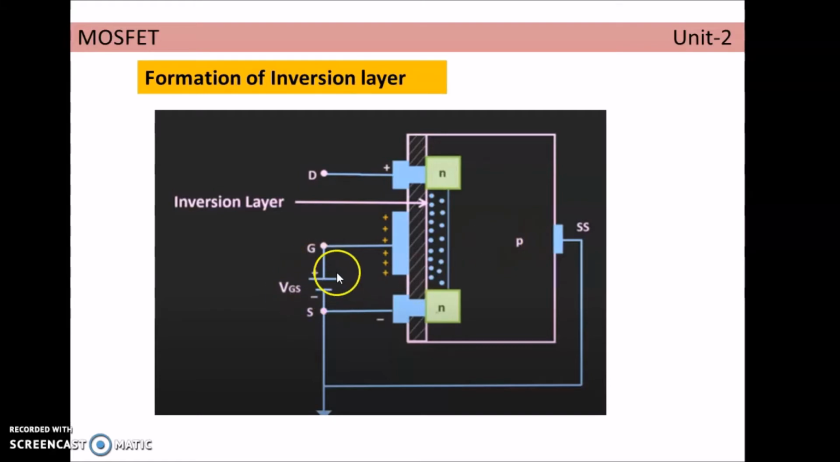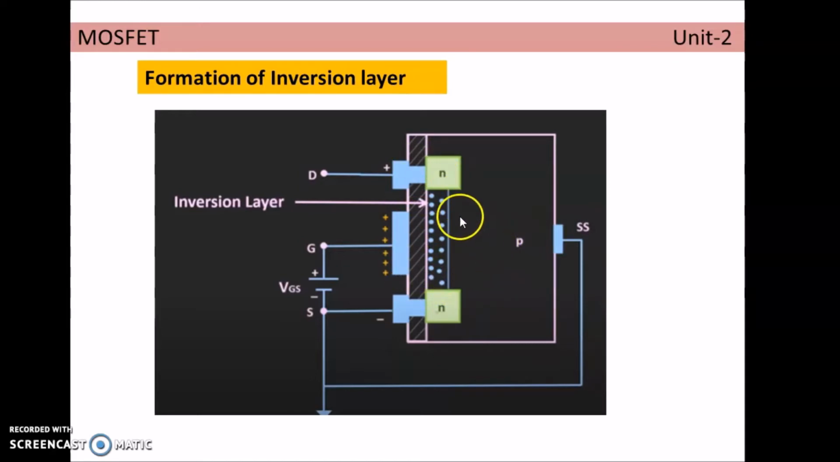Now if the VGS value is increased, the gate terminal becomes more and more positive, and the force of attraction of this gate terminal towards the minority carriers, electrons, in the P-type increases. More and more electrons, minority carriers from the P region, start to move towards the gate terminal. These electrons acquire enough strength from the gate potential to overcome the recombination with the holes, and they accumulate near the SiO2 layer, that is, the oxide layer.